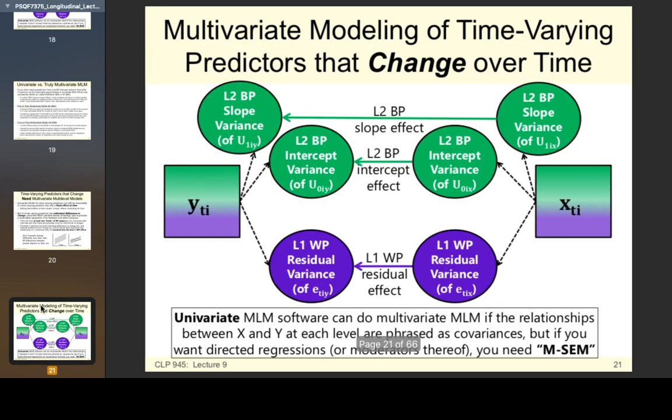So that's the point at which you really do need multivariate, multi-level: to be able to partition the variance that's between persons, intercepts and slopes in the predictor, along with that of the outcome. You know, I use the multi-level SEM for that.